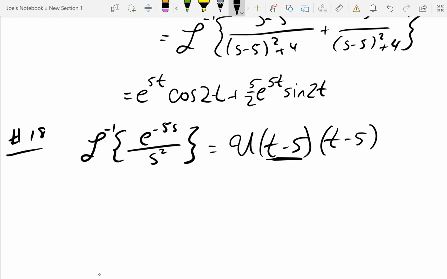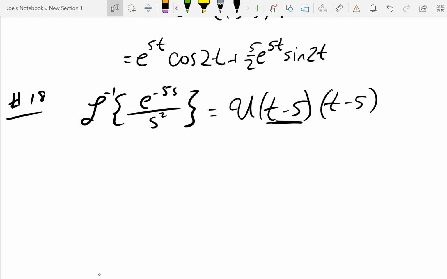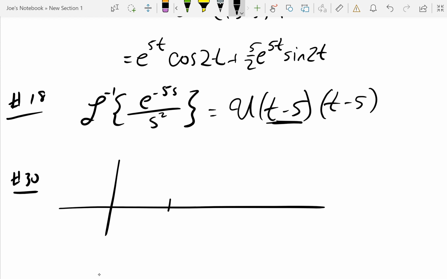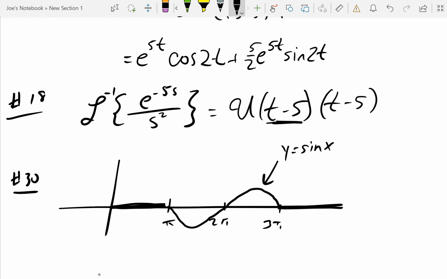Let's see if we can do a couple here that involve rewriting a function in terms of unit step functions and then do the Laplace transform of that particular function. So one of those would be like number 30. The graph they give you in number 30 looks like the following. It's flat until you get to pi. It's 0 at pi. Then you get a sine wave, and then it's flat again. So this function is y equals sine of x, where x is between pi and 3 pi.